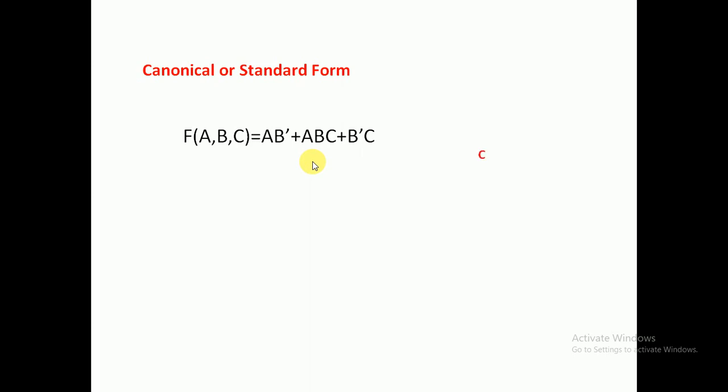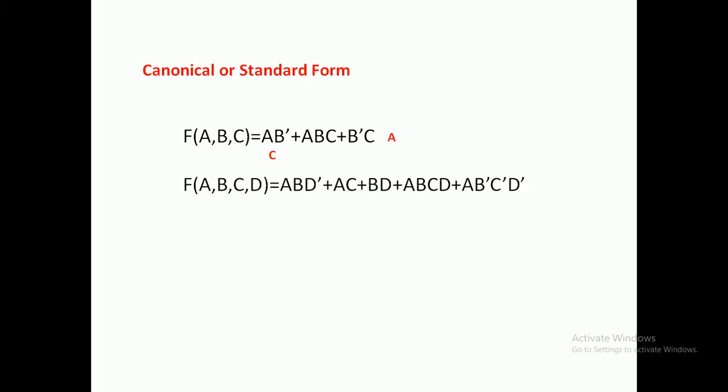So let us take another example. Here it is missing A. Now take another example, A, B, C, D. How many variables are there? 4 variables. Now you derive one Boolean function, but each term should be a combination of 4 signals. The 4 signals are the variables.